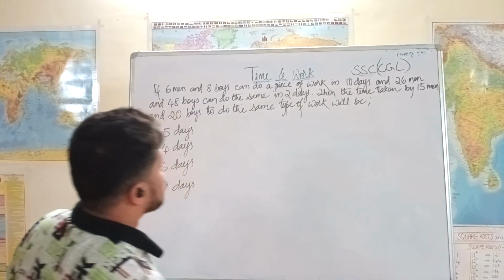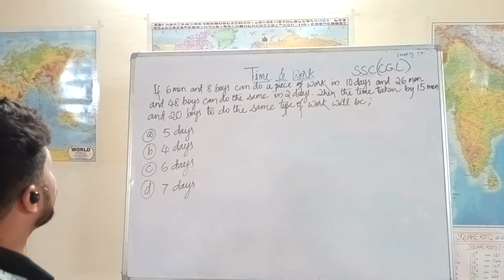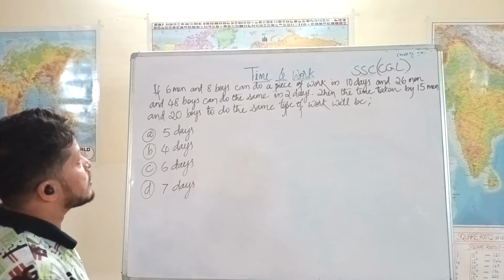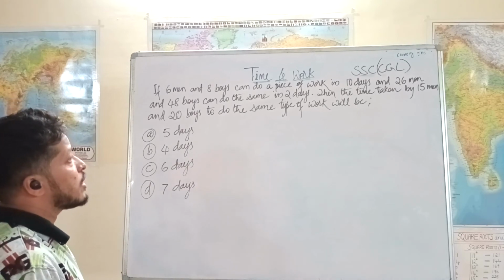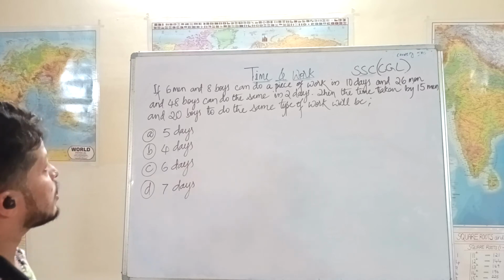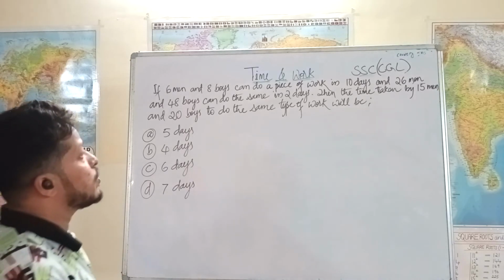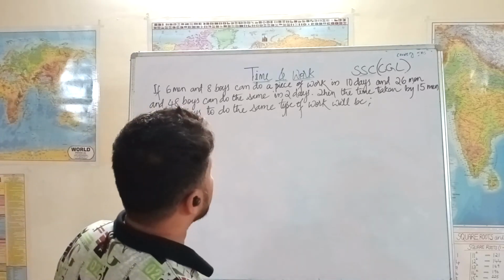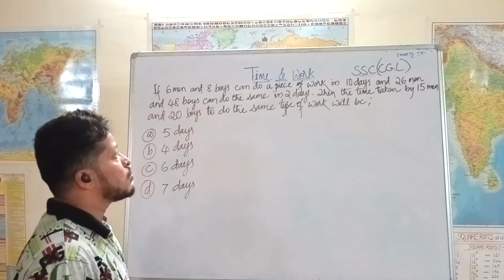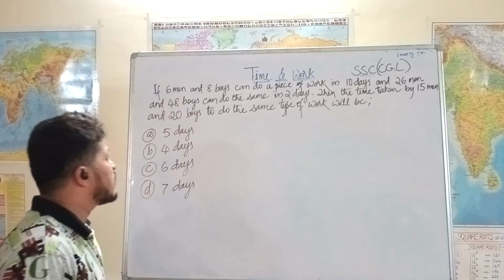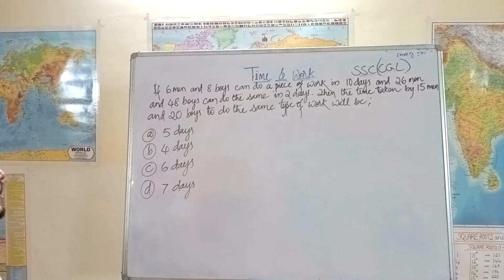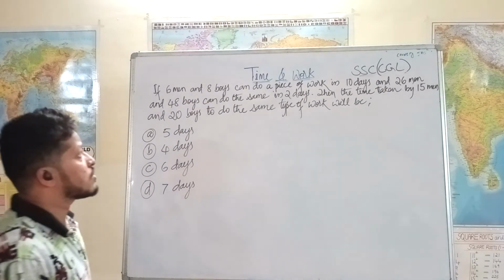Okay, we have another question from SSC CGL. If 6 men and 8 boys can do a piece of work in 10 days, and 26 men and 48 boys can do the same work in 2 days, then the time taken by 15 men and 20 boys to do the same type of work will be, the options are 5 days, 4 days, 6 days and 7 days.